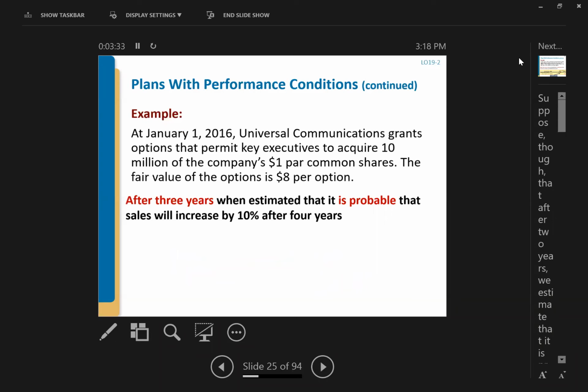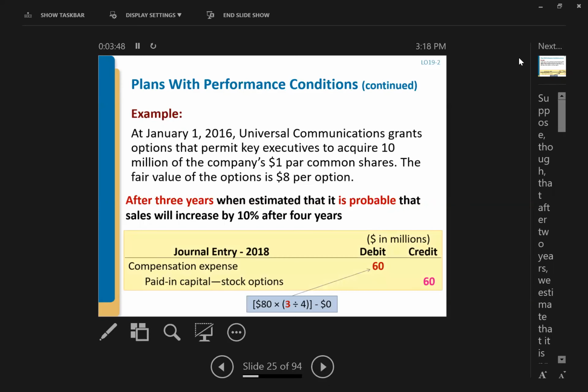However, after 3 years, things have changed, and it is estimated that it's probable that sales will increase by the 10% that's required. And so after 3 years have passed, we're going to record, again, they're getting something of value for the whole 80 million if it happens. But because they're only 3 of the 4 years in, 3/4, 75%, we're going to multiply that 80 times 75%, and that's what we're going to do. We're going to record that as an expense for the current period. Again, why? Well, because it didn't become probable until this year.